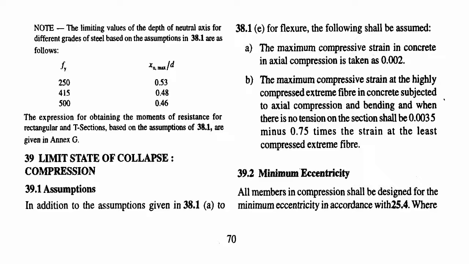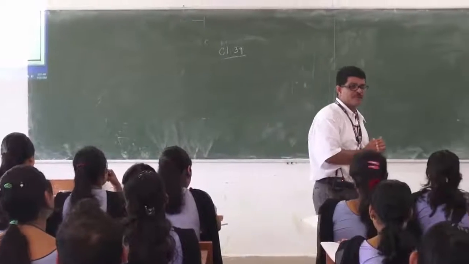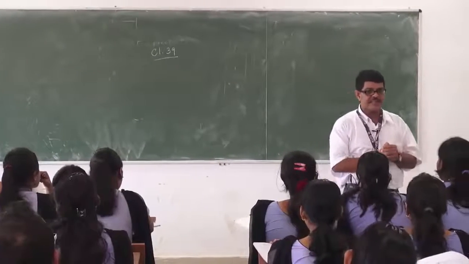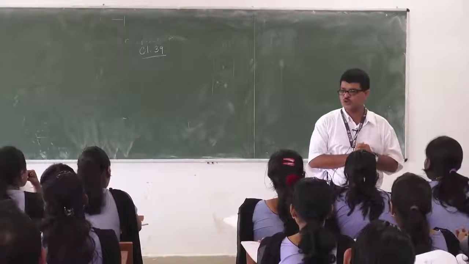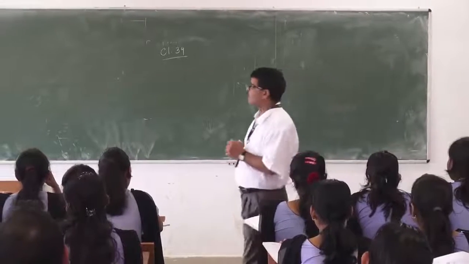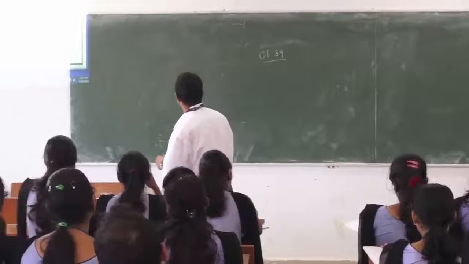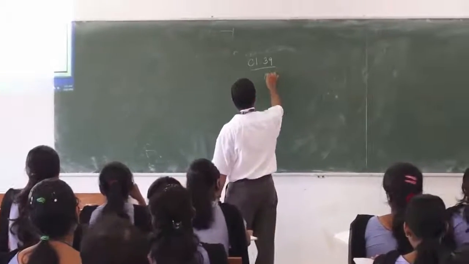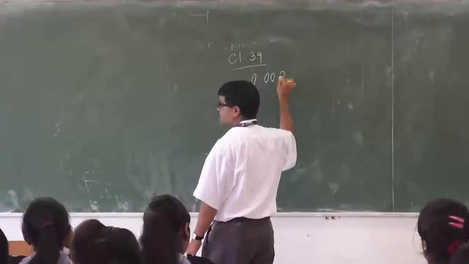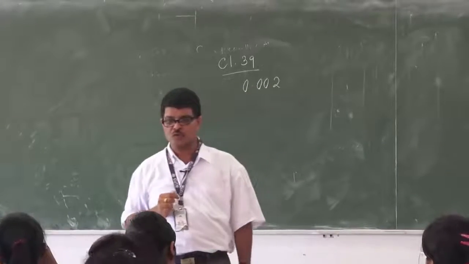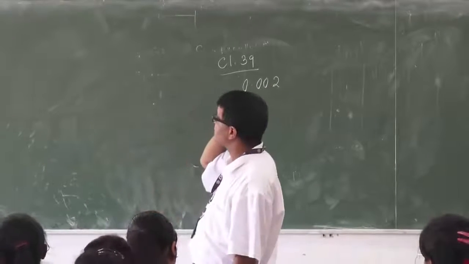So that means the maximum strain, as you have seen, the maximum strain in bending in compression was 0.0035. Now here in case of axial compression, this value is 0.002. This is the maximum strain. Beyond that it cannot go. Okay, that is the maximum strain, that is the assumption.